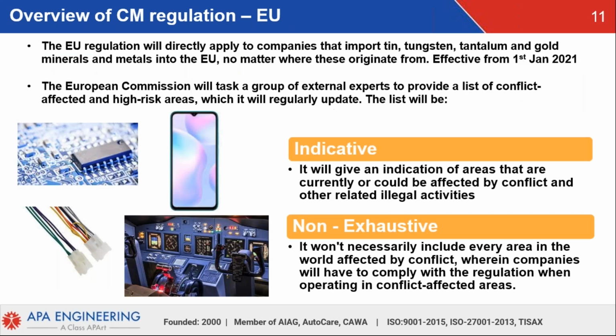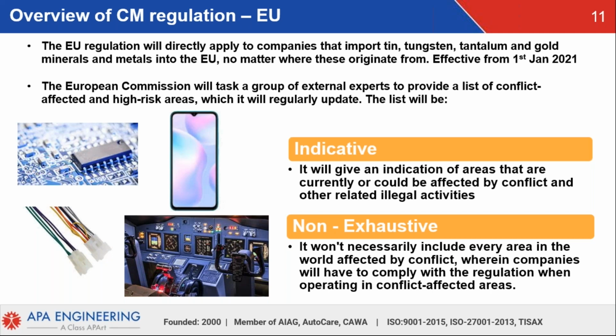On the European Union conflict minerals regulation, this is directly applicable to the companies that import tin, tungsten, tantalum, and gold minerals into the EU, no matter where they originate from. This is effective from 1st January 2021, a 2-year-old regulation. The EU has tasked a group of external experts to provide a list of conflict affected and high risk areas, and that list gets periodically updated, unlike the US conflict minerals regulation.